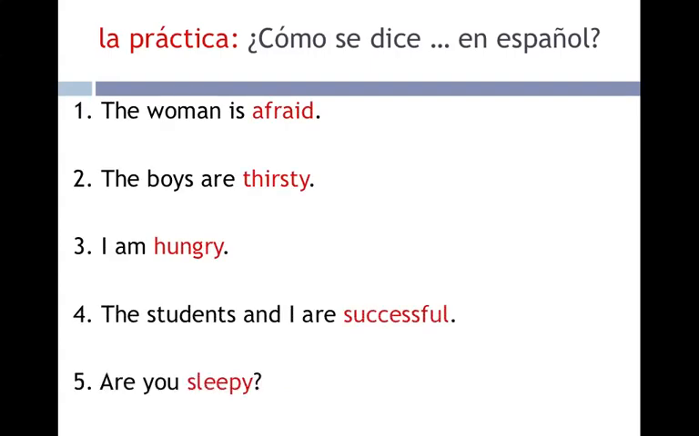Y ahora un poco de práctica. ¿Cómo se dice en español? The woman is afraid. Remember, it's a tener expression. La mujer tiene miedo. And notice that miedo stays in that form. Don't put an A on there or do something different depending on the subject. It goes with tener. It's not an adjective. So tiene miedo.